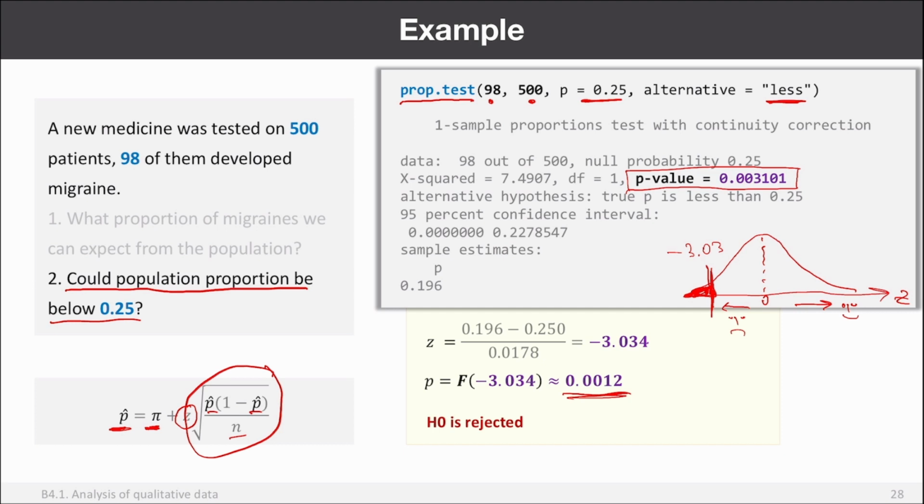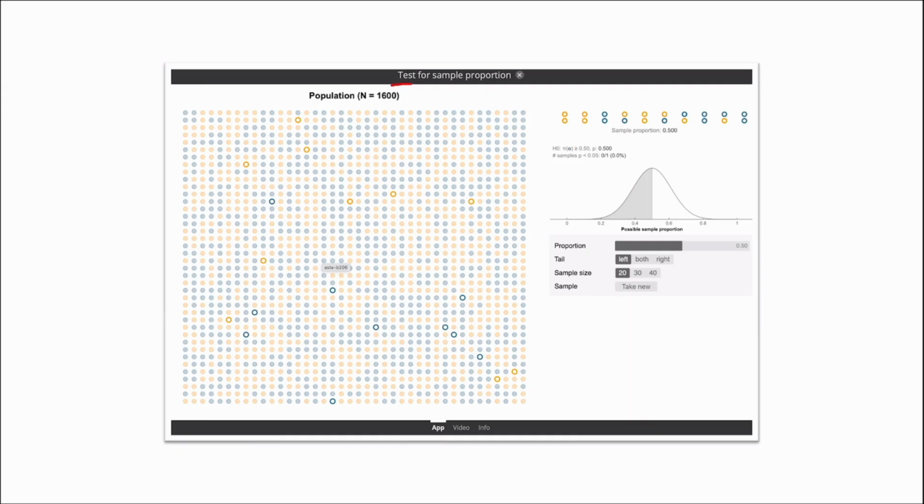We should reject null hypothesis and accept alternative hypothesis and it means that we can expect that our medicine does not lead to more than 25% of migraines for all patients who will take it, okay? Of course, if our sample is random and representative, so everything works if our sample is taken correctly, okay? And again, I have an app which shows you how this test works. So you can play a little bit. So first of all, you will watch a short video about this app and then play with this app just to check how this test works, try different tails, try different sample size and so on and so forth.